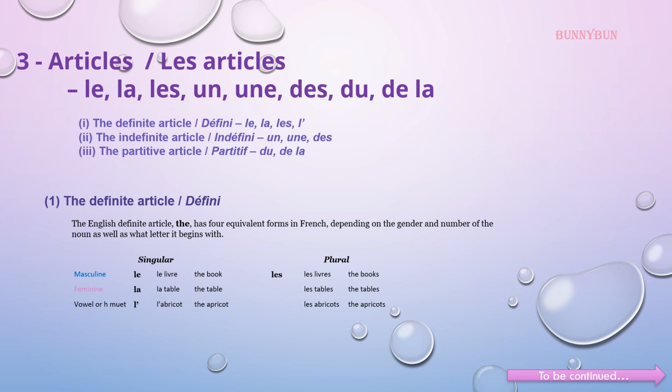Now let's look at the articles. First, the definite article. The English definite article the has 4 equivalent forms in French, depending on the gender and number of the noun as well as what letter it begins with. Singular, le, la, l'. Plural, les.